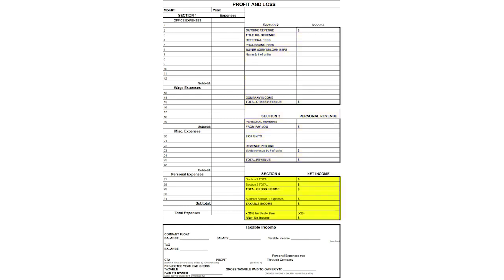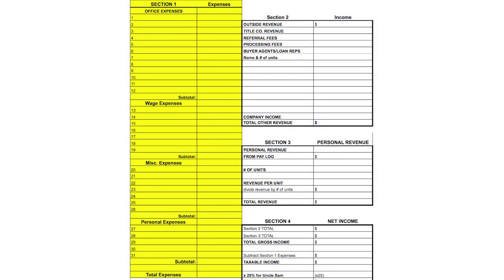So we'll keep this as simple as possible today. This form is the same if you're a real estate agent or a lender, so that makes it even easier. So starting in section 1. Section 1, like I said, on the left side, this is all of your expenses. There are 4 different sections that are a part of section 1.